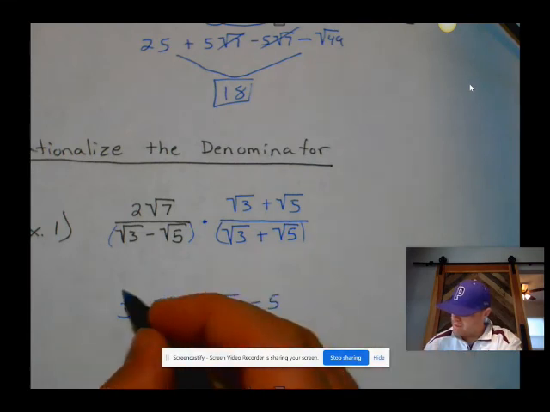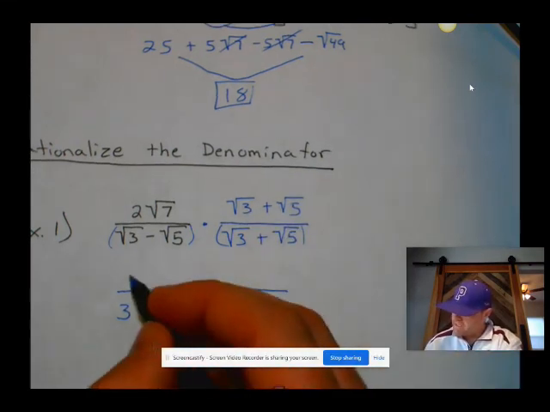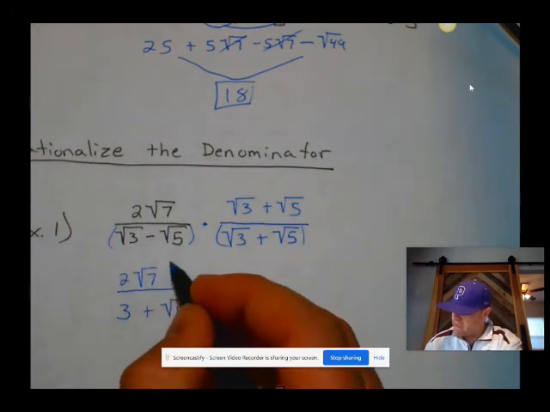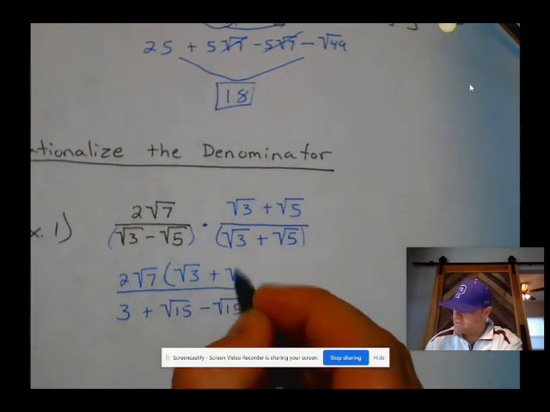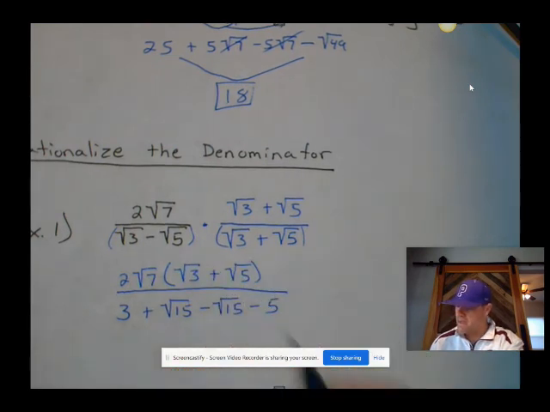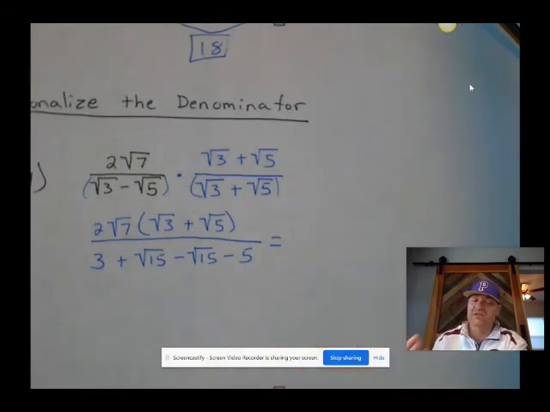Okay, that's all going to be on the bottom. And on the top, this is going to be 2 root 7 times square root of 3 plus root 5. Okay, we can go ahead and simplify all of this. And there are some tricks. I've seen people do this several different ways. I'll show you my way, and I'll tell you some of the other ways.